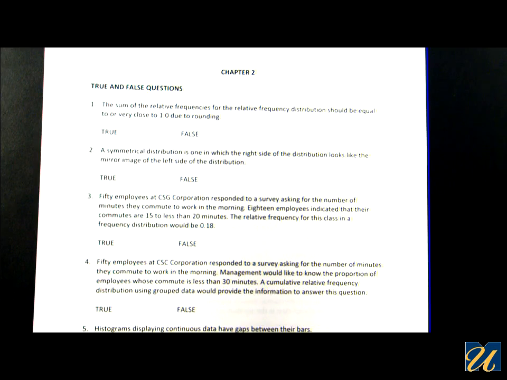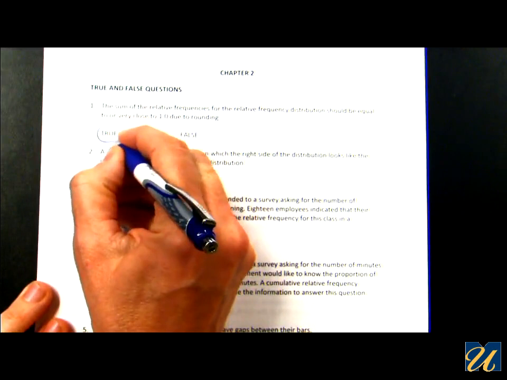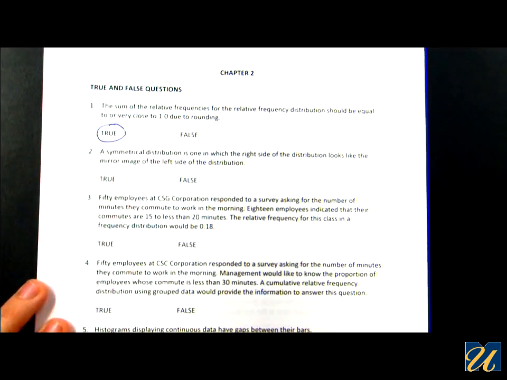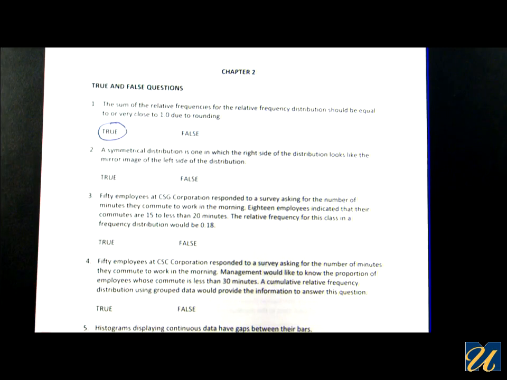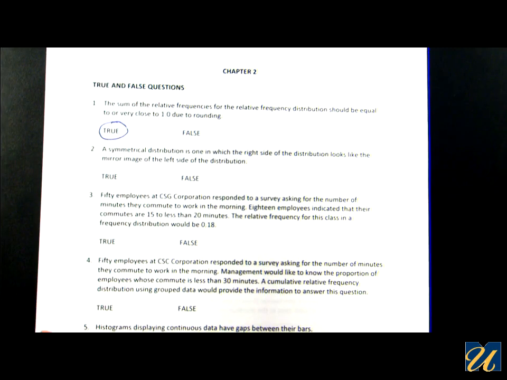Let's look at the examples for chapter 2, starting with the true and false questions. The sum of the relative frequencies for the relative frequency distribution should be equal to or very close to 1 due to rounding. This is correct. A symmetrical distribution is one in which the right side of the distribution looks like the mirror image of the left side of the distribution.